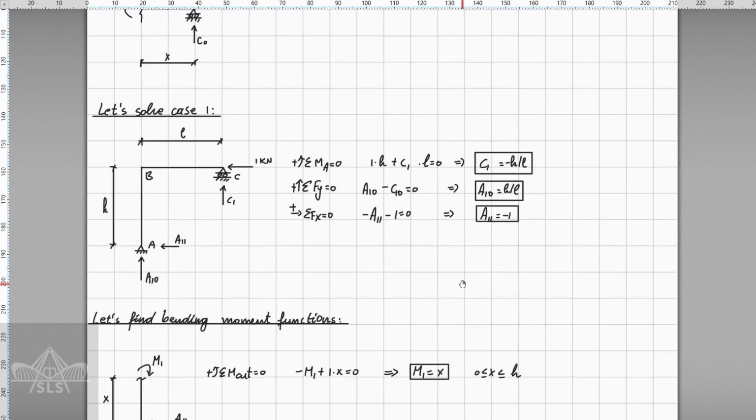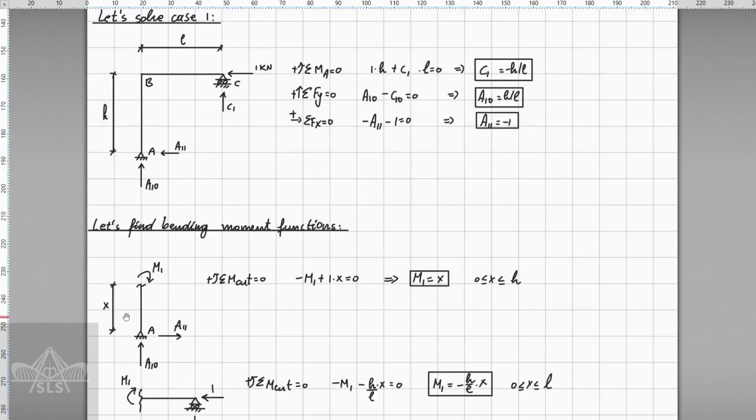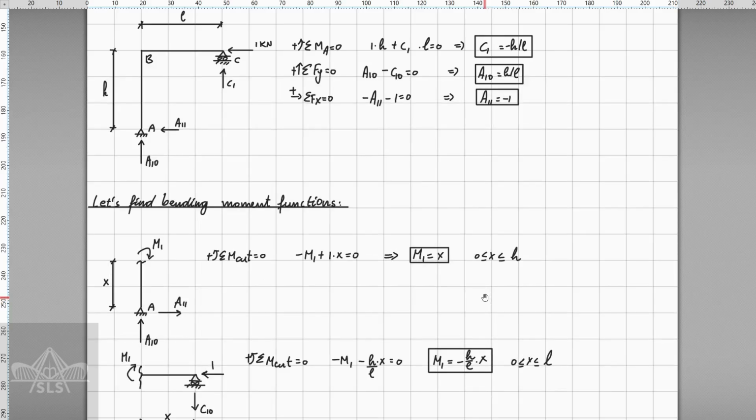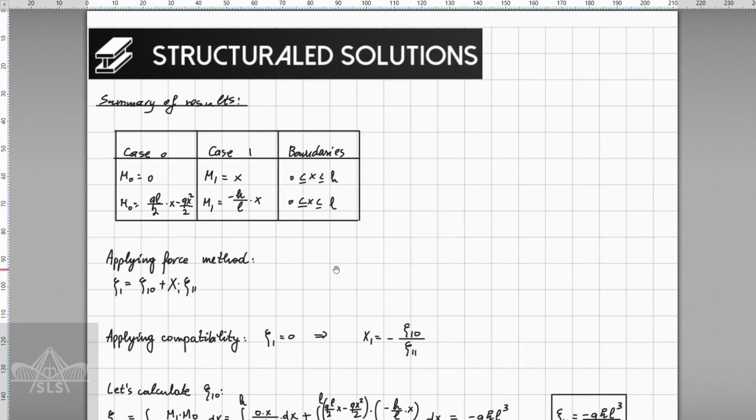As previously, we need to determine the bending moment functions for case 1, and we take the same cut sections as we did in the previous exercise, where this is the cut which I took, and taking sum of the bending moments, we are going to arrive at these bending moment functions for this given boundary. Next, we do the same, and we arrive at this function. So to have an understanding of what we did, I made a table, a summary of results, where basically these are the bending moment functions coming from case 0 and the bending moment functions coming from case 1 and the boundaries where they are applied.